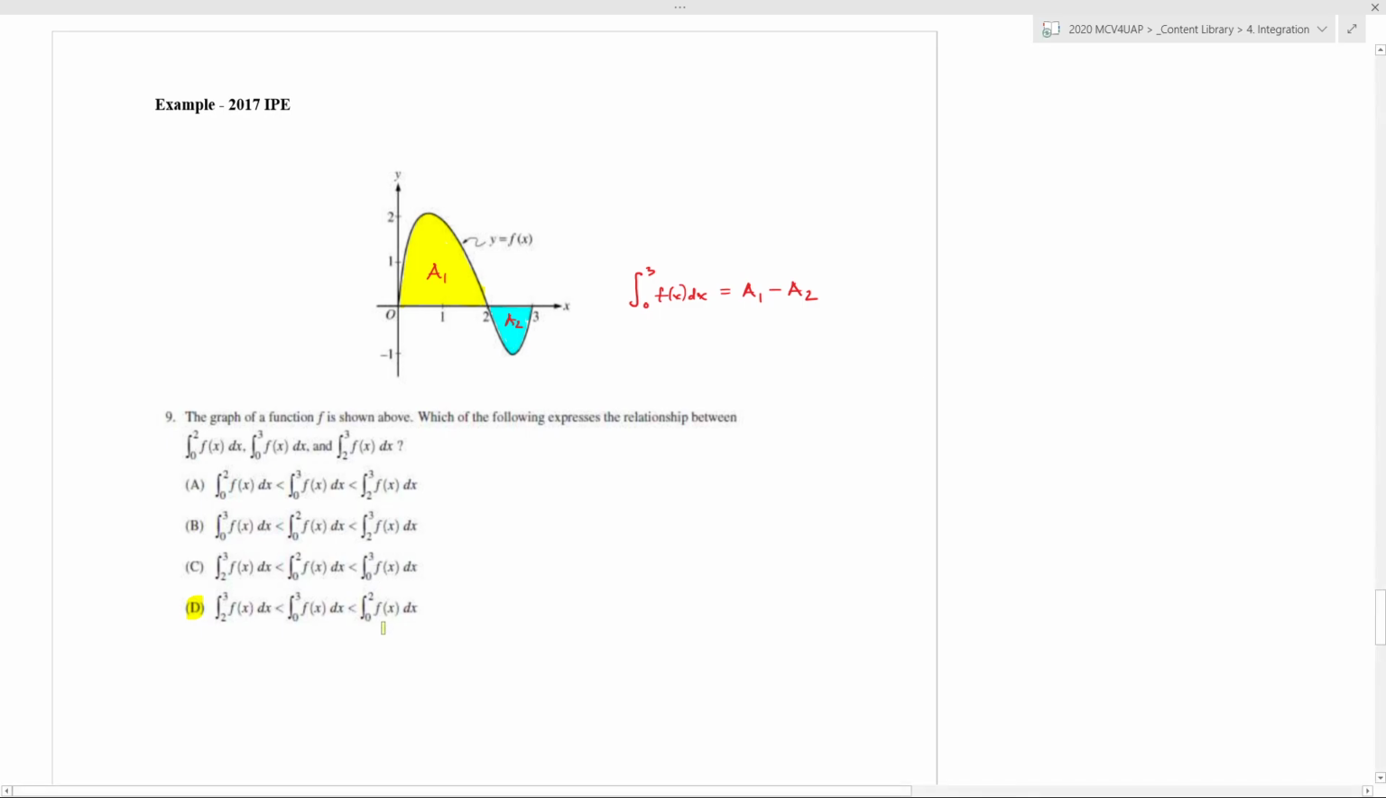So this one, the last one here, is the largest. Obviously, you can see that from the diagram. And this one would be the smallest. It's the only integral that's negative, right? The integral from 2 to 3 is a negative value. So that's another way you might see a question testing you on properties of integrals.